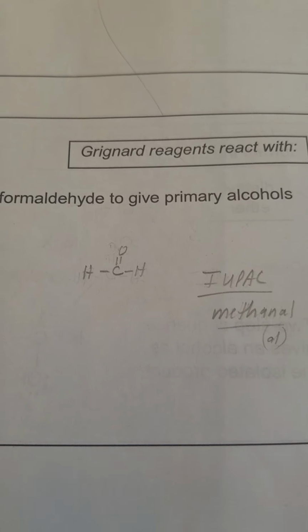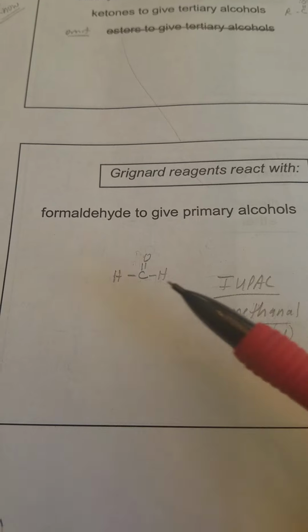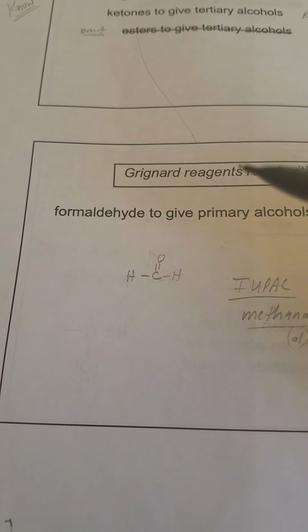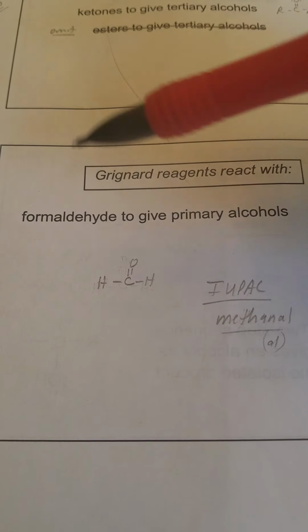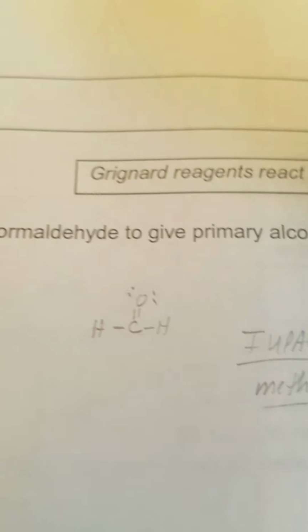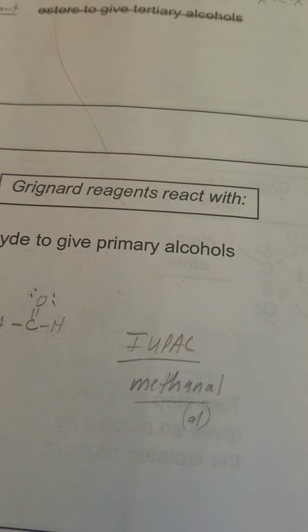So let's look at some examples. Here's your basic formaldehyde, so you should know the basic structure. You have your two lone pairs of electrons on the oxygen up here. This can also be called methanal as a general IUPAC name.